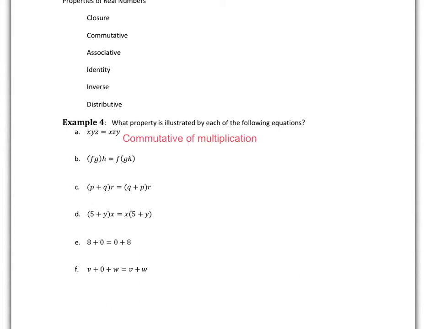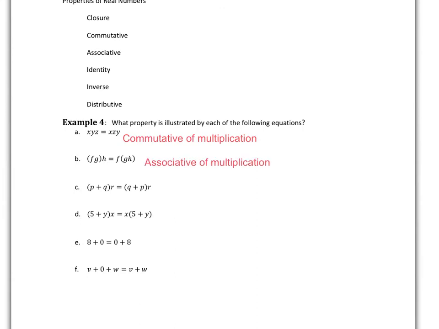All right, the second one, letter B, F times G in parentheses, then times H, and then F times, in parentheses, G times H. Notice that the order stayed the same, but the grouping is different. We're still going to get the same answer whether I group F and G together or I group G and H together. So we're going to say associative, and again for the associative property of multiplication.